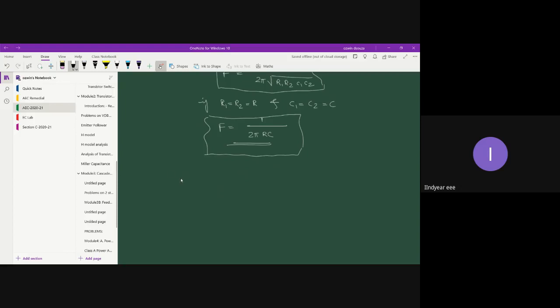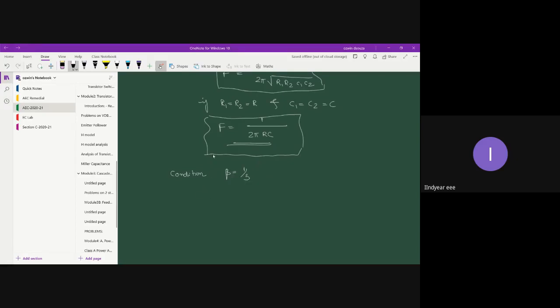And there are some standard conditions. The standard condition says that the beta value for Wein bridge oscillator should be around 1/3.